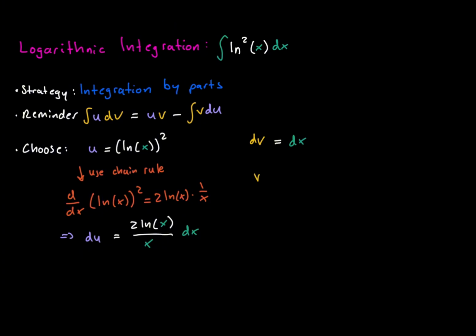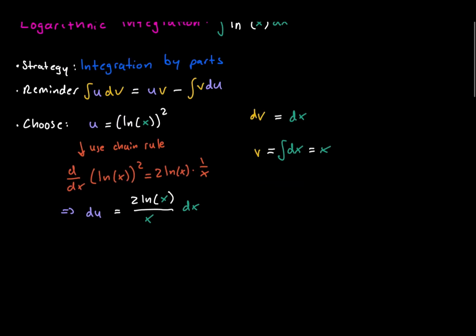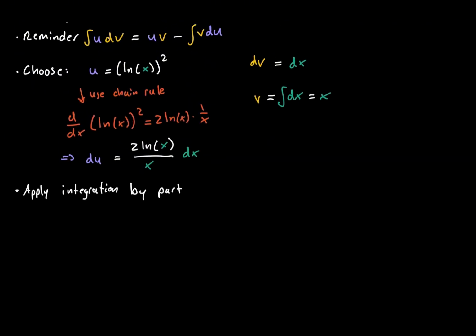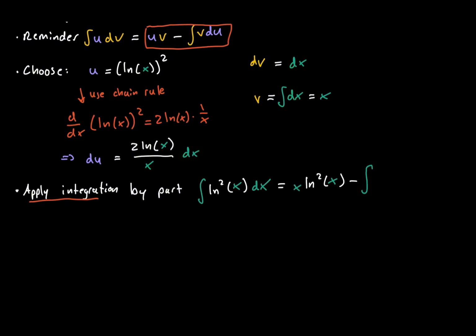Now integrate dv. The integral of dx is x, so v equals x. Now apply integration by parts. We get x natural log squared x minus the integral of x times 2 natural log x over x. Inside that integral, the x cancels. So this becomes x natural log squared x minus the integral of 2 natural log x.